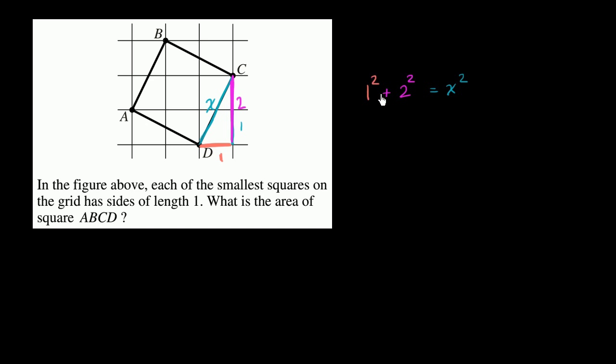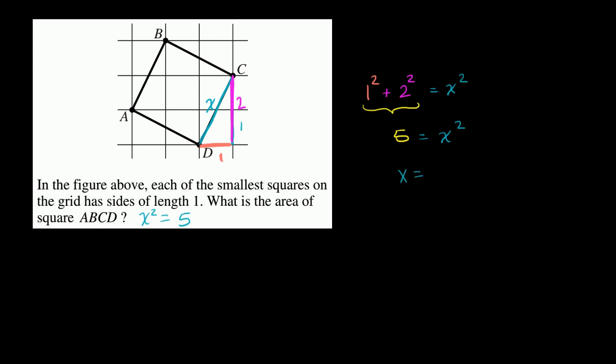Now this is 1. This right over here is 1. This is 4. So this part is going to be equal to 5 is equal to x squared. And actually, you could now solve for x, but you could realize that the area of this square is just going to be x squared. The area of square ABCD is just going to be x squared, and we already figured out that x squared is equal to 5.